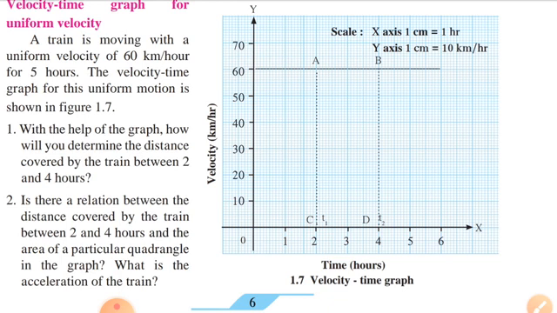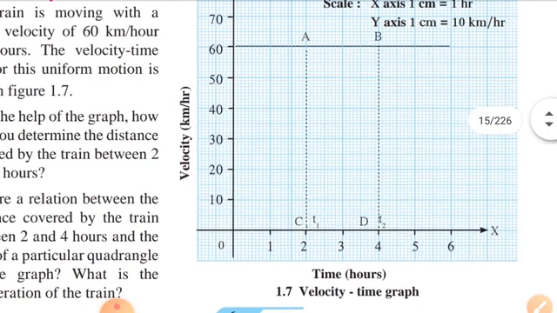Next, the second question: is there a relation between the distance covered by the train between 2 and 4 hours and the area of a particular quadrangle in the graph? What is the acceleration of the train? So the area is ABCD. Again, you know that velocity of train is 60 km per hour. Time 4 minus 2, then again we get 2. 60 multiplied by 2, then we get 120 km.